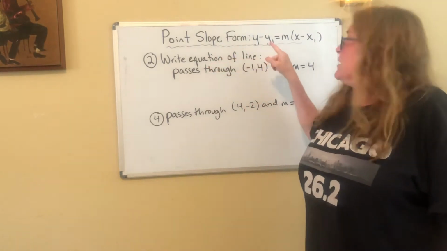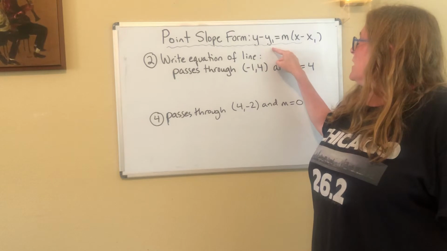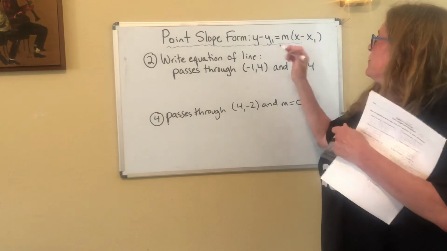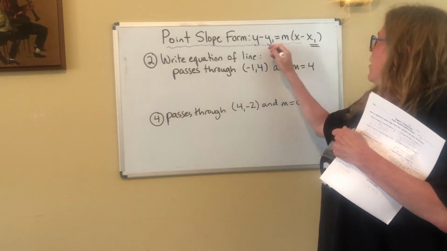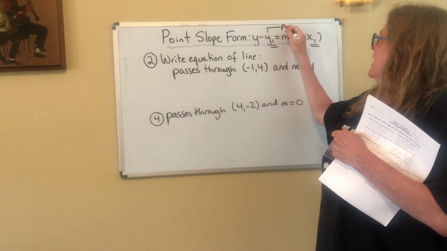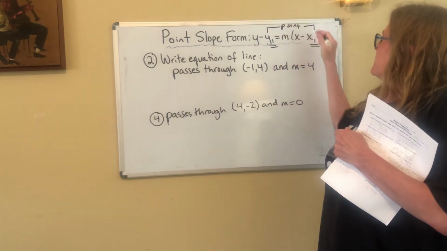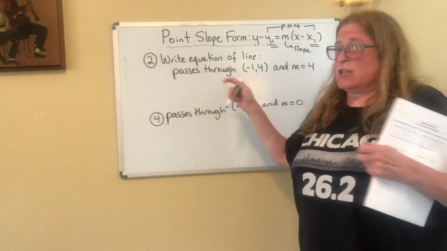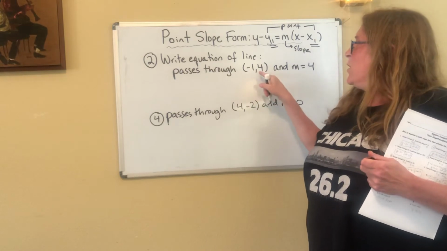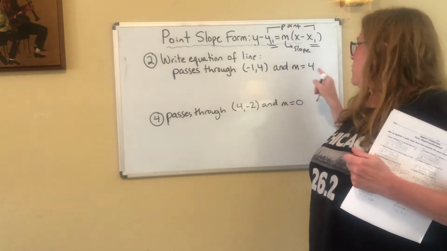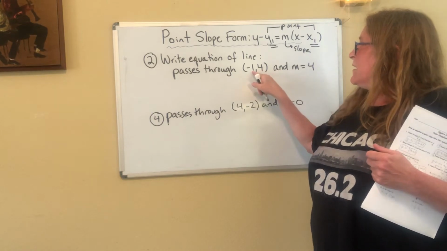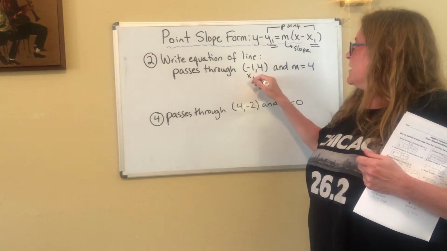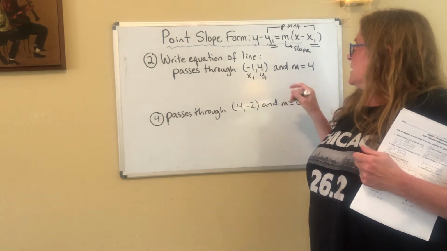But I want to remind you that the formula is y minus y1 equals m times x minus x1. So if you remember, x1, y1 is a point on the line, and m is the slope. So if we're asked to write an equation that passes through (-1, 4) and has m equal to 4, they want us basically to take these values and put them into the formula. So this is going to be x1 and this is going to be y1, and then m is 4.